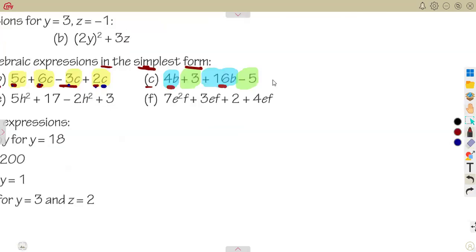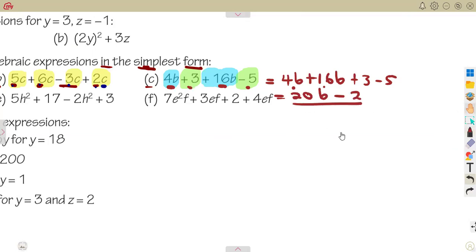If we add these two, 4 plus 16, or you can just write, guys, if you do not understand, 4 plus 16B, then 3 and -5, or just add direct. So 4 plus 16, that's a 20. So we've got 20B, 3 minus 5, which is -2. So just like that, you're done.